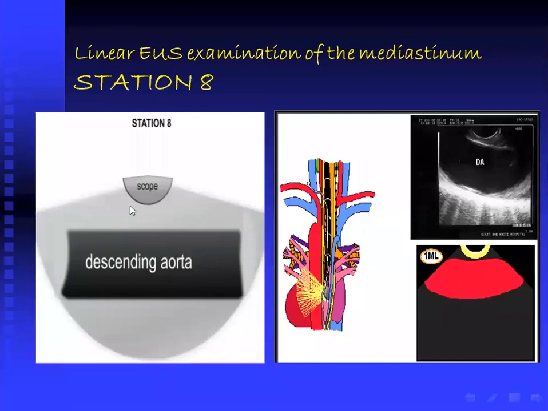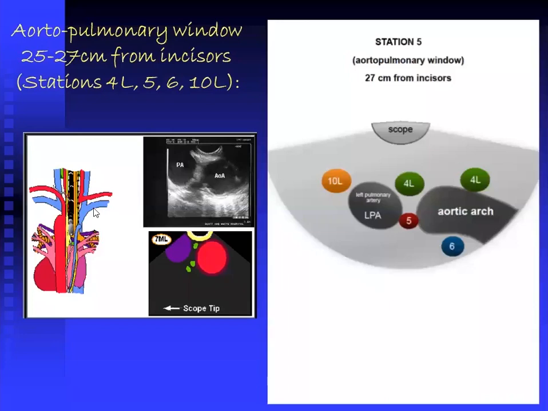After I saw station 8, I go back to the subcarinal area, and then I will withdraw the echo endoscope up again to locate its tip at 27 centimeter from the incisors. Here coming is the second most important station, which is the aorto-pulmonary window.